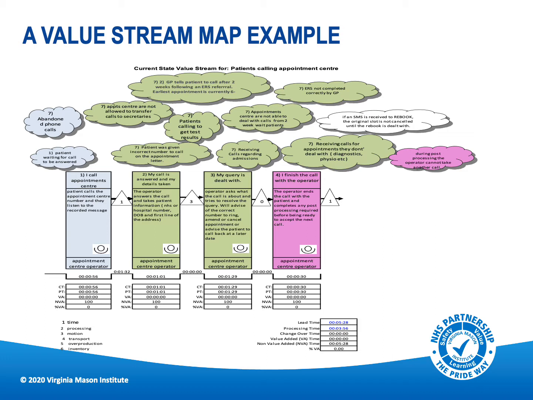Here's an example of the value stream map the KPO team created for patients calling the appointment centre. As you can see here, value stream maps include the individual cycles, and above you can see the KAIZEN bursts of wastes that have been identified through observing this process. Note how the colours of the KAIZEN bursts match with a particular cycle, so it's clear to see which wastes relate to a particular part of the process.